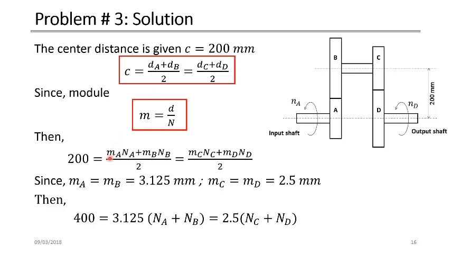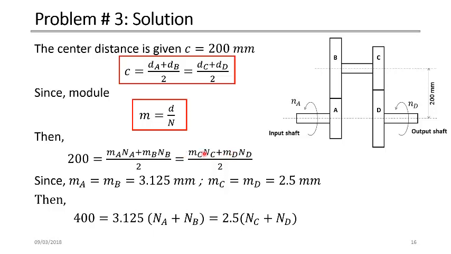dA here can be replaced by MA multiplied by NA, the module for gear A multiplied by the number of teeth of gear A, plus the module of gear B multiplied by the number of teeth of gear B, divided by 2. And the right-hand side can be replaced by the module for gear C multiplied by the number of teeth of gear C plus the module of gear D multiplied by the number of teeth of gear D, divided by 2. We've been given that the module for gears A and B is the same, 3.125. So MA and MB are the same, and we can factor out this M value of 3.125.